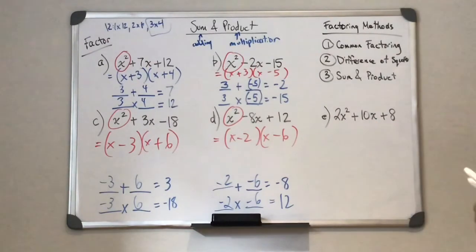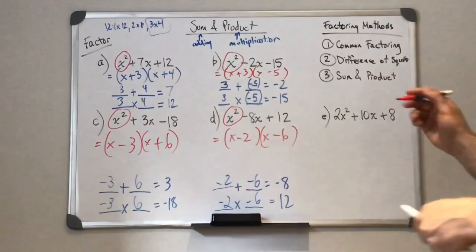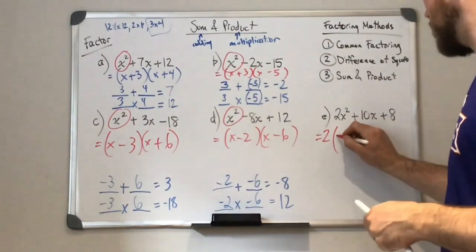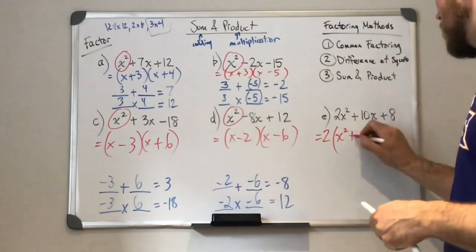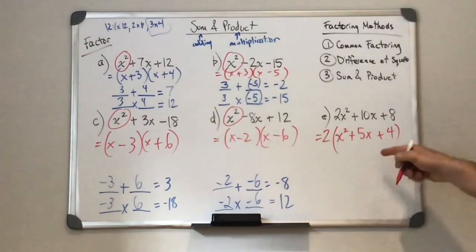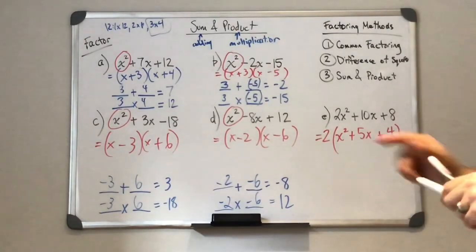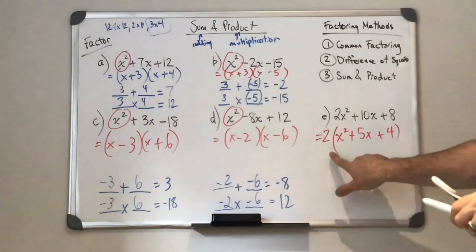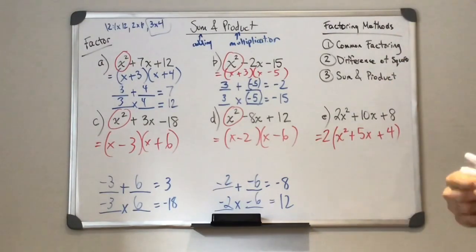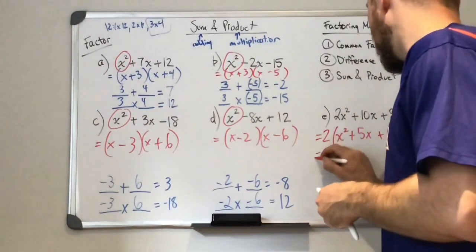Now, looking at these 3, I think I can divide out a 2 and still be left with all whole numbers here. So if I divide out a 2, I have x squared plus 5x plus 4. Okay, that still looks good to me. Now, this is a trinomial, so something with 3 terms that we can factor. So let's see what we got here.